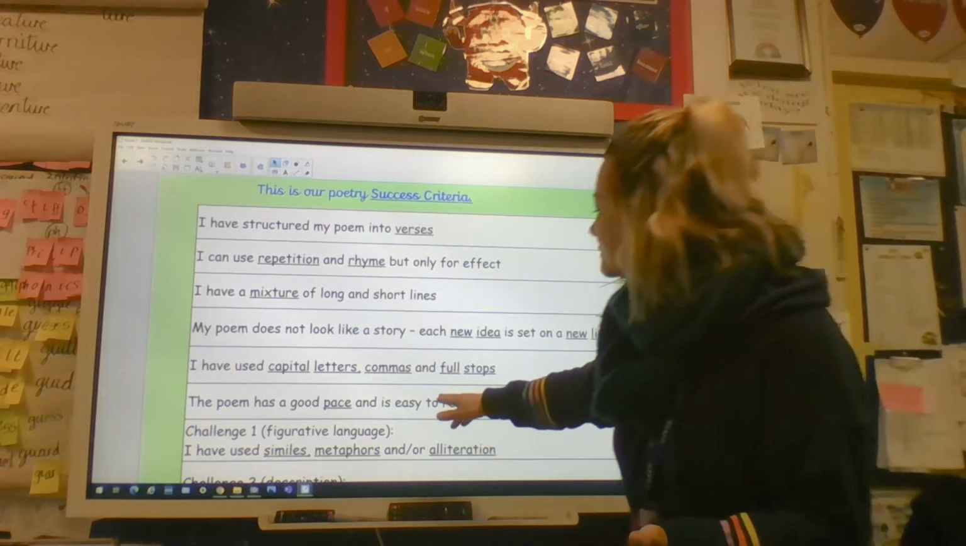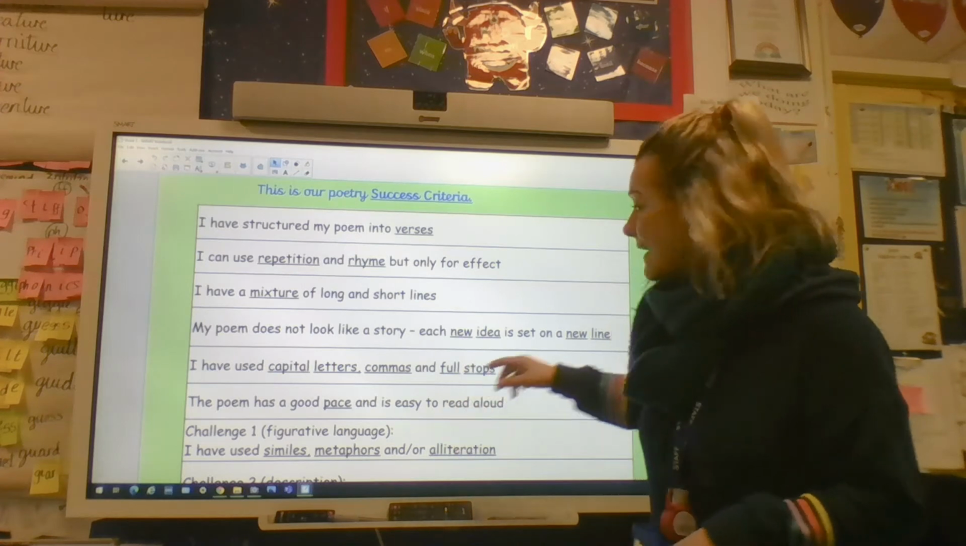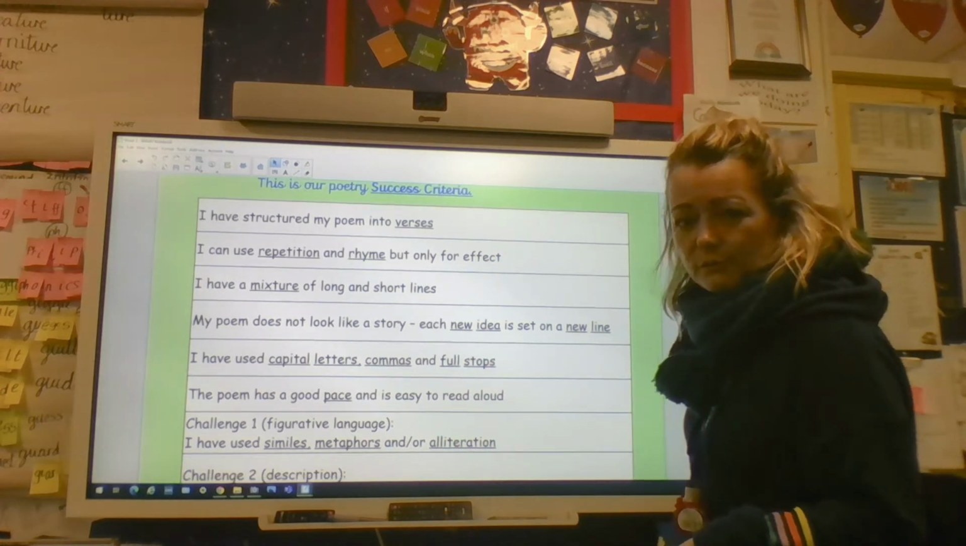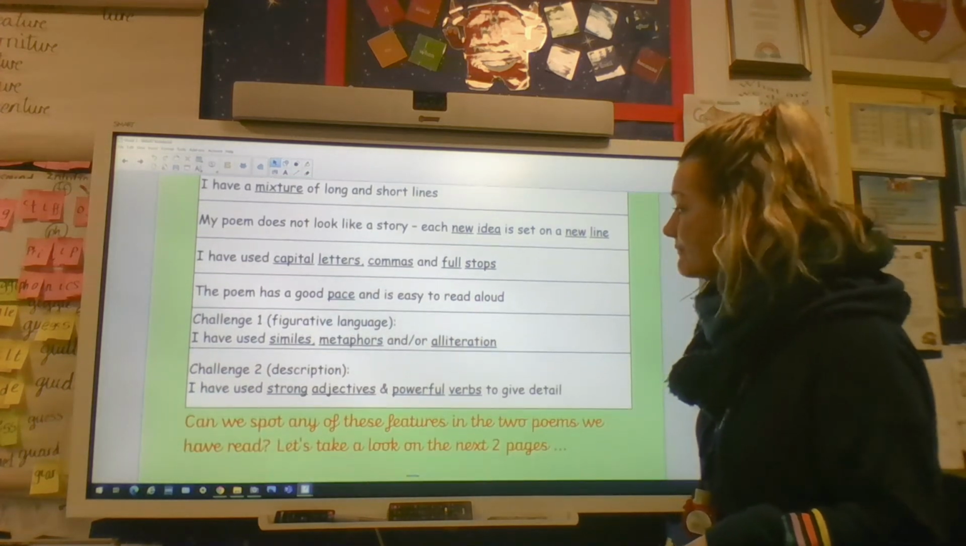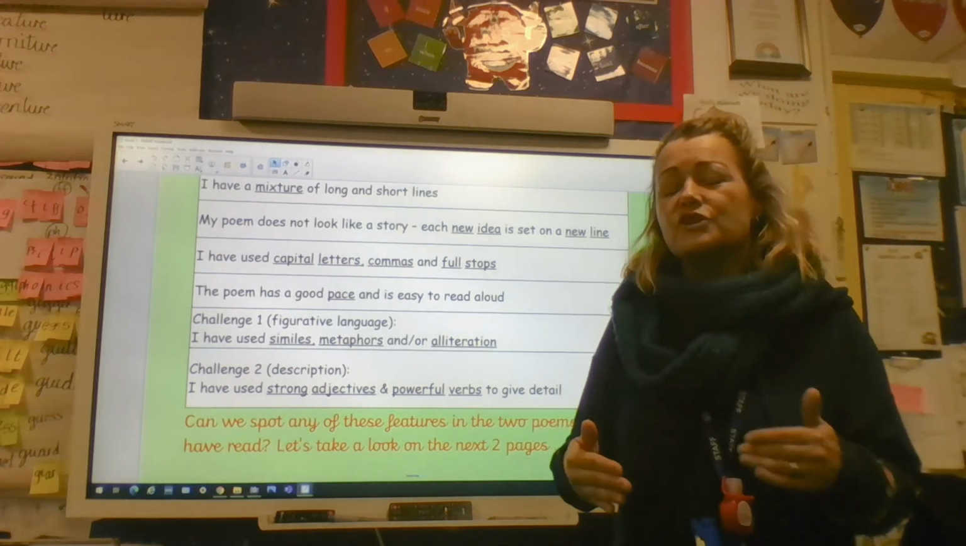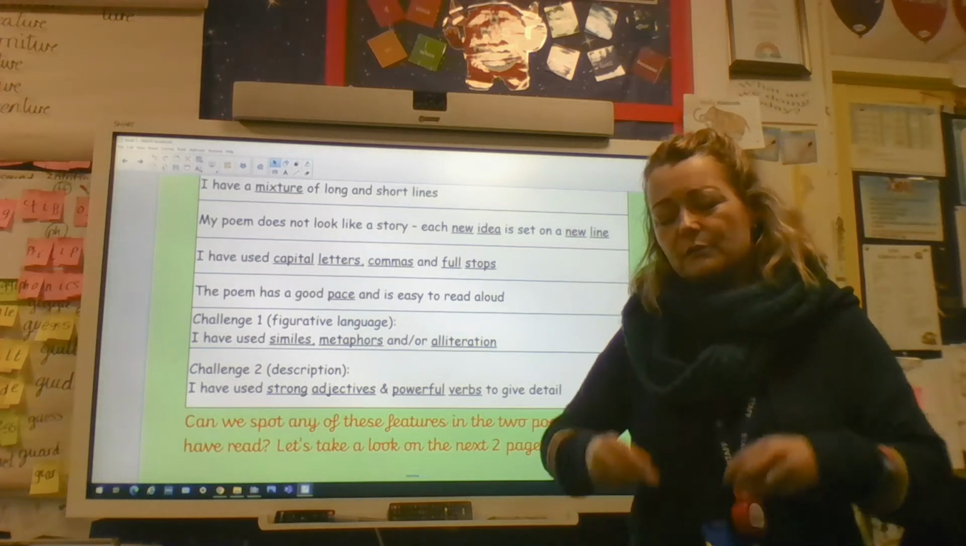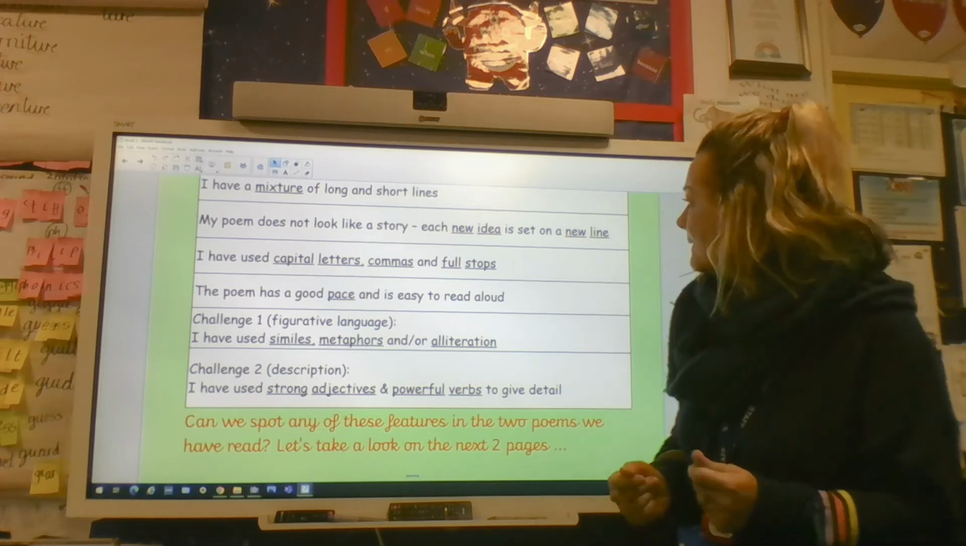The poem has a good pace and is easy to read aloud. It's important with poems that you always think about what they sound like when you are reading them out loud. It's not just about reading quietly to yourself. You want to try and get a pace and a pattern going.